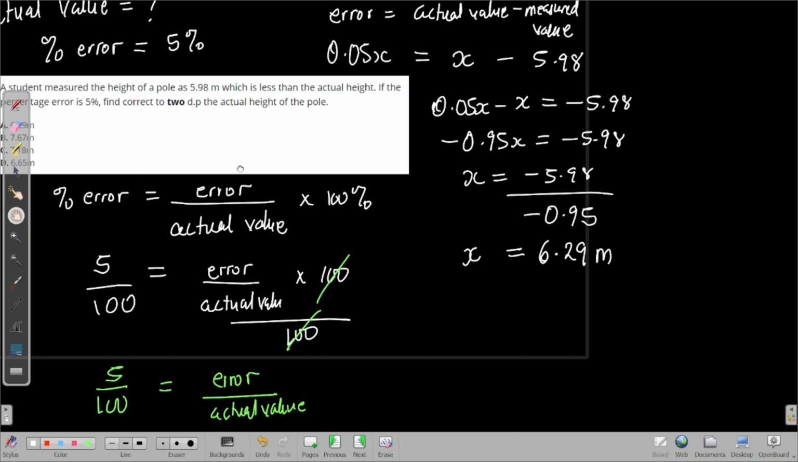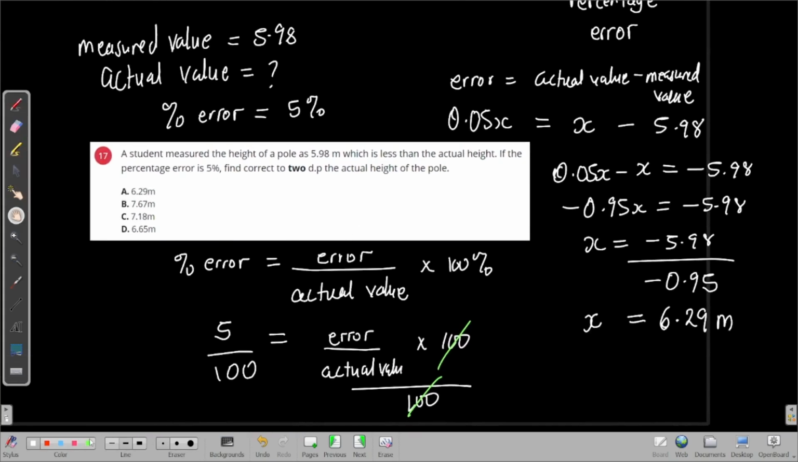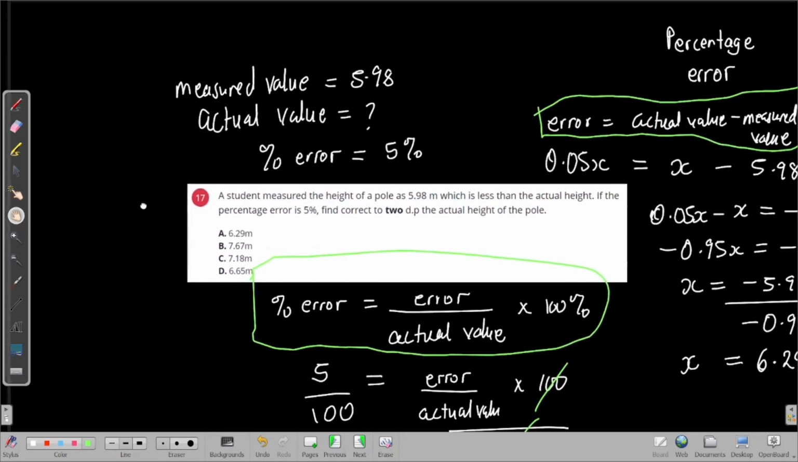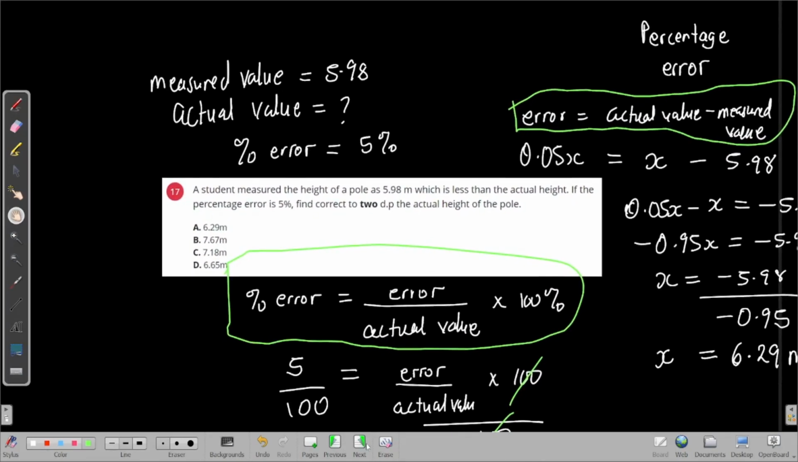So I think the key thing is just to know two formulas. What are the two formulas? This and this. If you don't understand percentage error, I have some notes on percentage error, so just send me a DM and I'll send them to you.